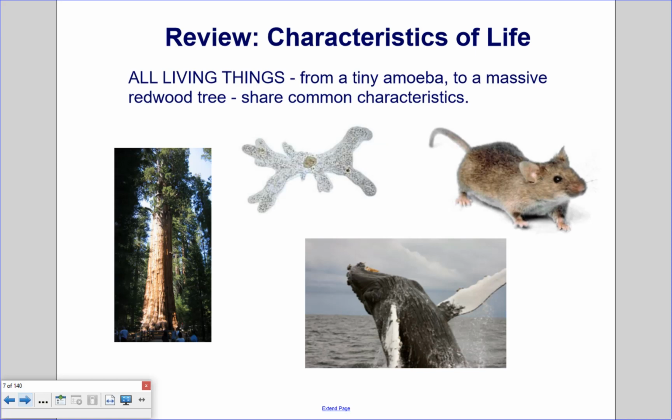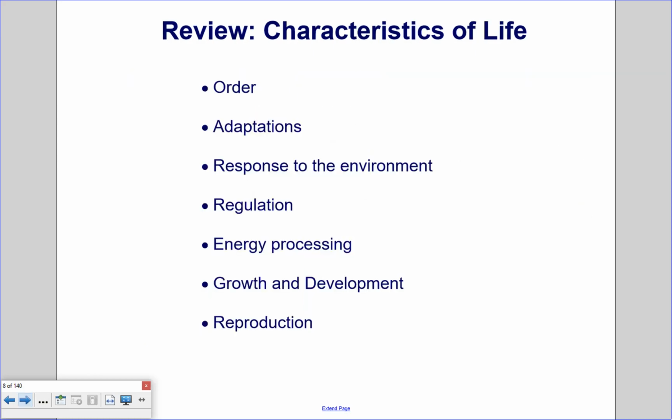Review. Characteristics of life. All living things, from a tiny amoeba to a massive redwood tree, share common characteristics. Doesn't matter whether it's plant, animal, or a single cell, they all have the same common fundamental characteristics of life. Order. All living things have an orderly arrangement of molecules that form proteins that form cells.